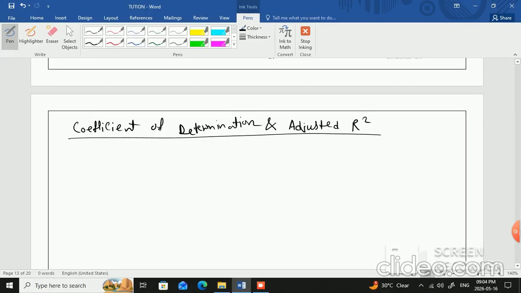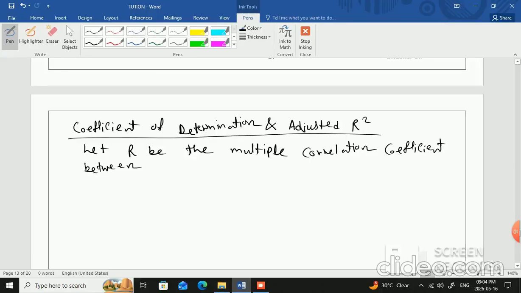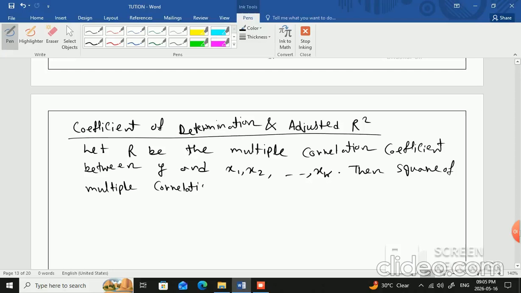Let R be the multiple correlation coefficient between y and x1, x2, ..., xk, then square of multiple correlation coefficient R square is called the coefficient of determination.